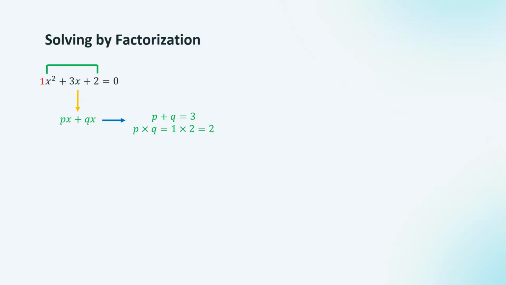So we have two numbers, p and q. p plus q is 3, and p times q is 2. So what are the values of p and q? I'll let you try to think this through first. Okay, yeah. So p and q are 1 and 2. But you can also say that p is 2 and q is 1, it's also fine.